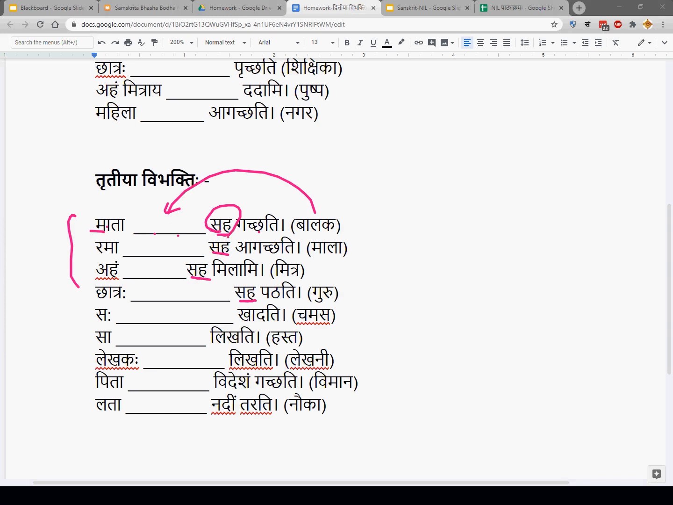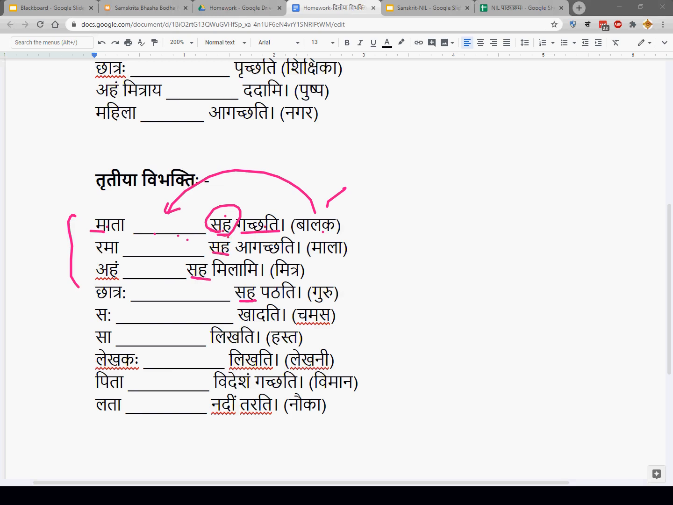Now what does that mean? Mata balakena saha gacchati. Balakena saha means she is going with a boy. That doesn't mean that she is using the boy as an instrument for the action of going. She is going with the boy. In that case, we put the Tritiya Vibhakti and put a saha word there.